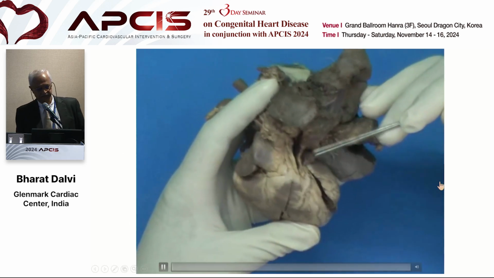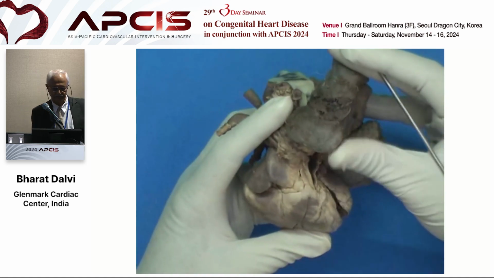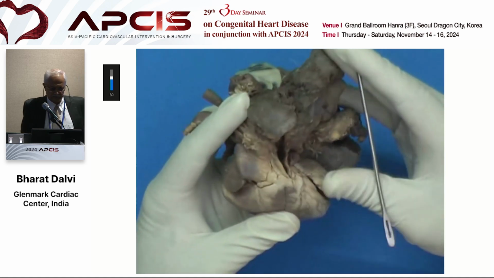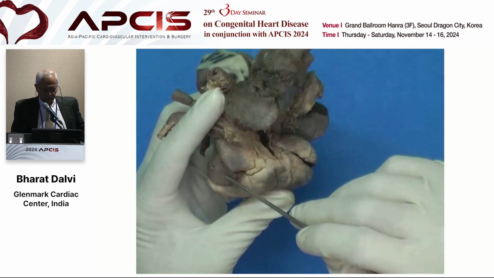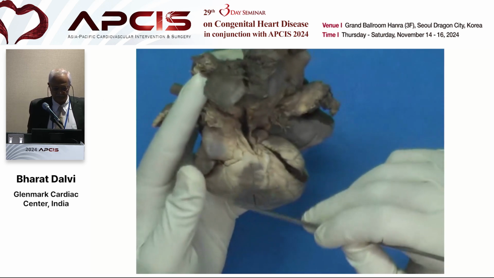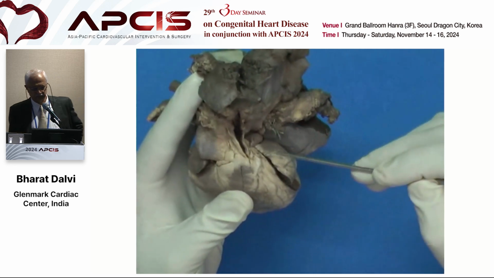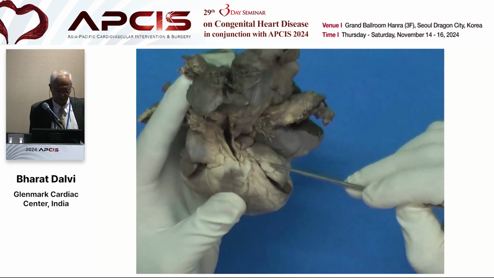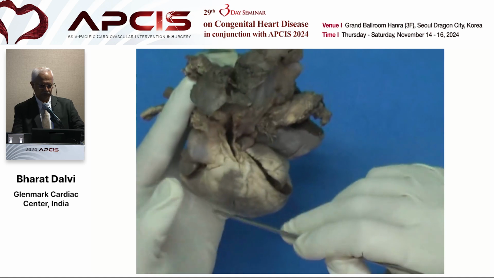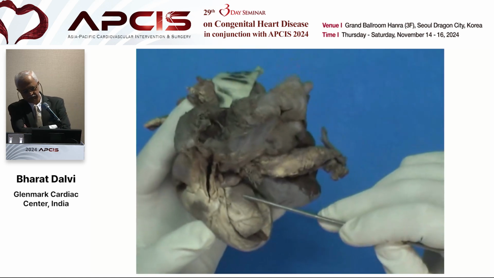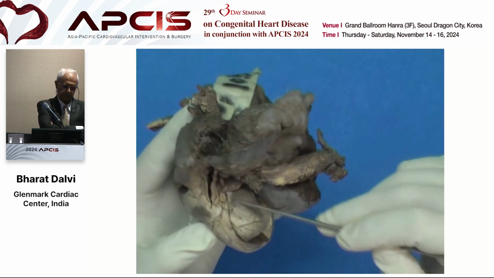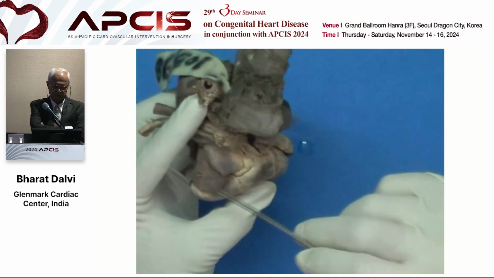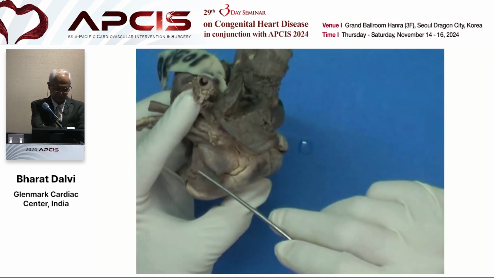Hello friends, so this is the first specimen that I'm going to show you. I'm trying to show you the external appearance of the heart in cases of tetralogy of Fallot. This is the right atrial appendage, you can see this. This is the right ventricle. And you can see this is the left anterior descending artery which separates the right ventricle from the left ventricle. Now you see the right ventricle is a dominant ventricle in tetralogy as compared to the left ventricle, which is much smaller. You can see the left atrial appendage here, and the quadrangular shaped right atrial appendage here.